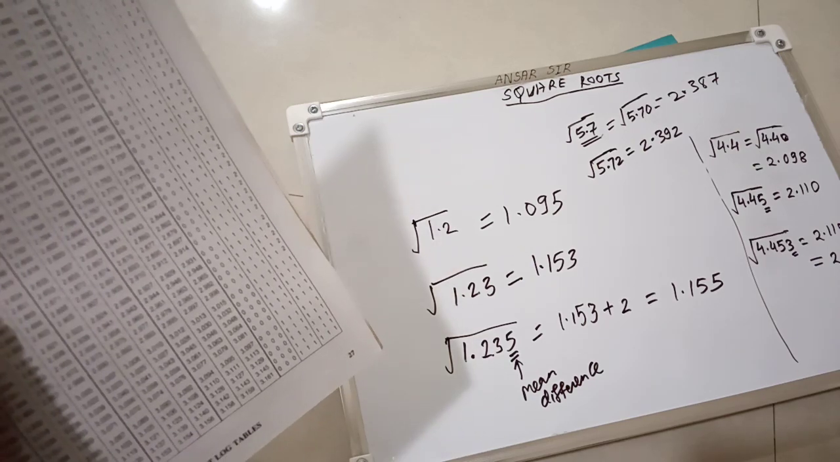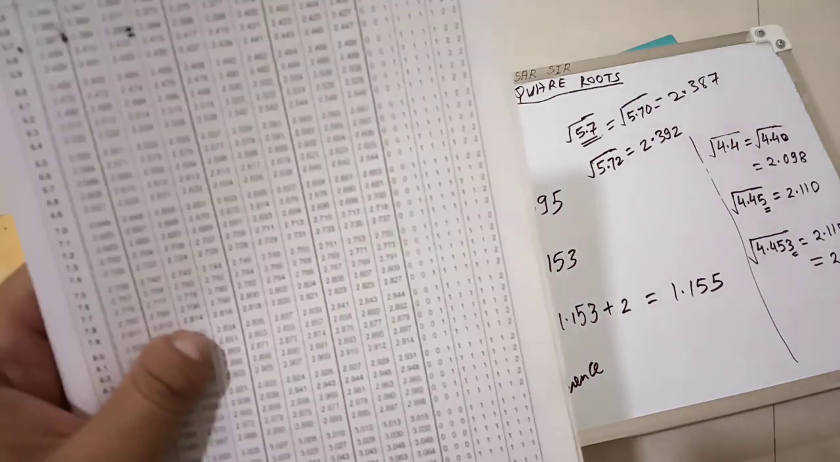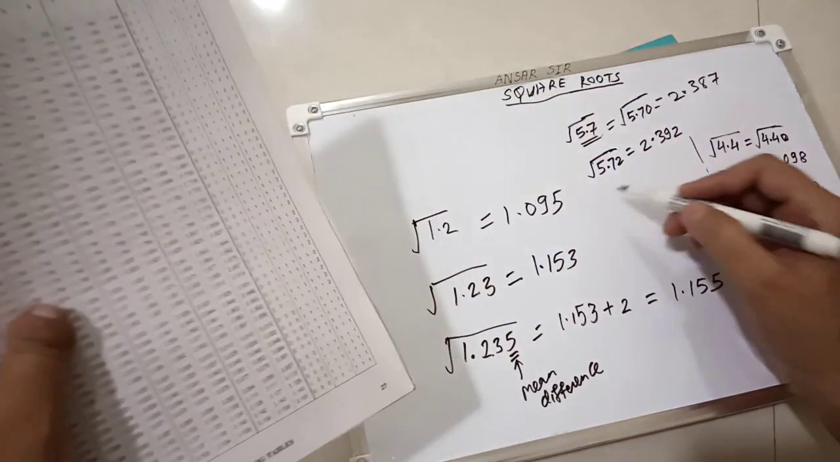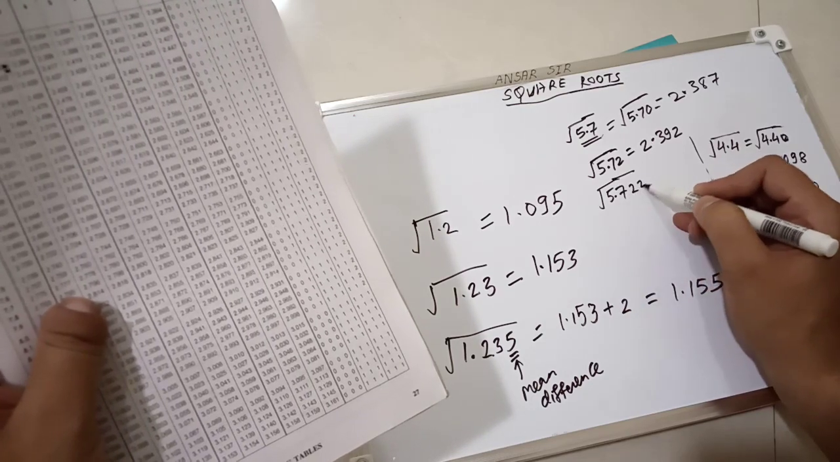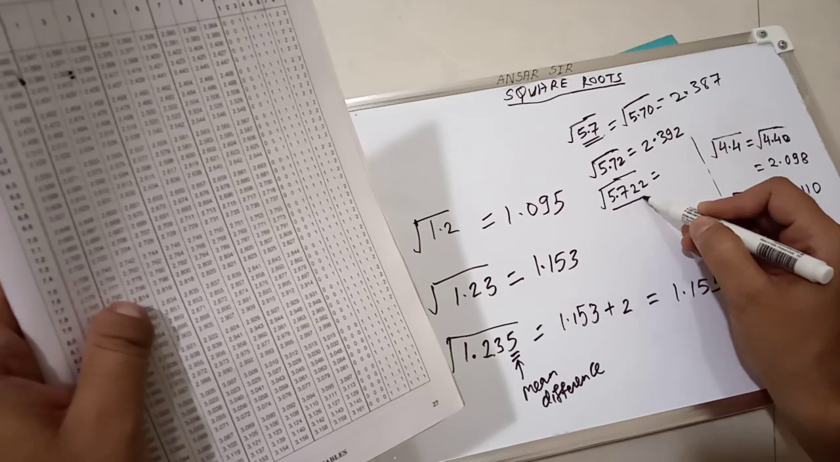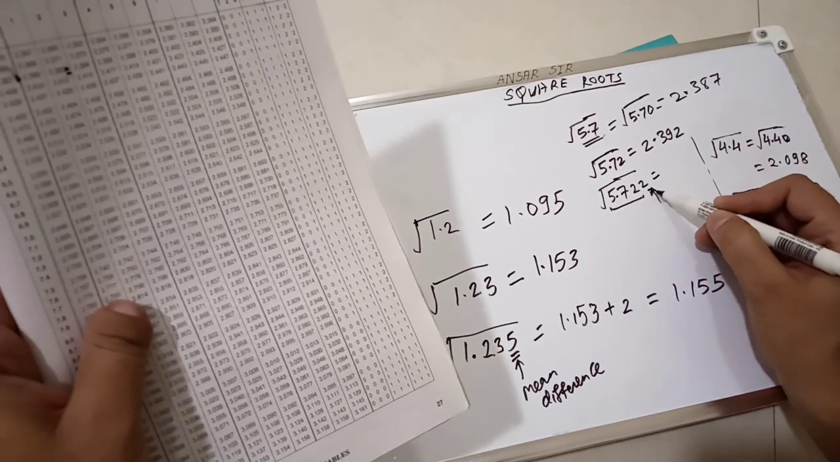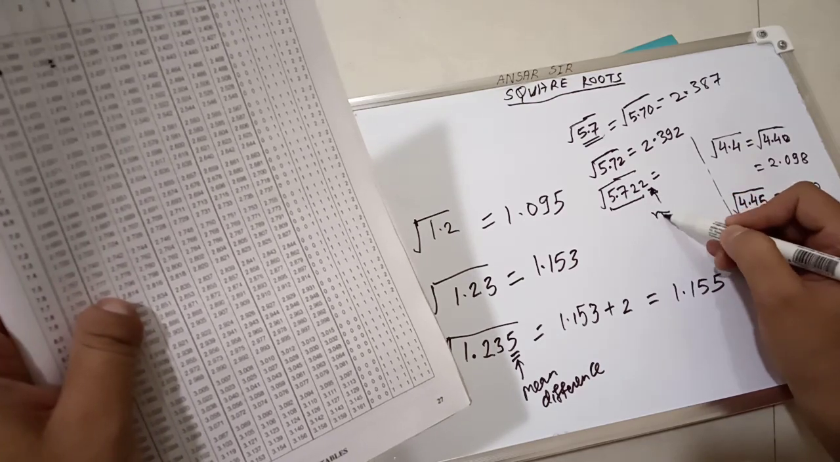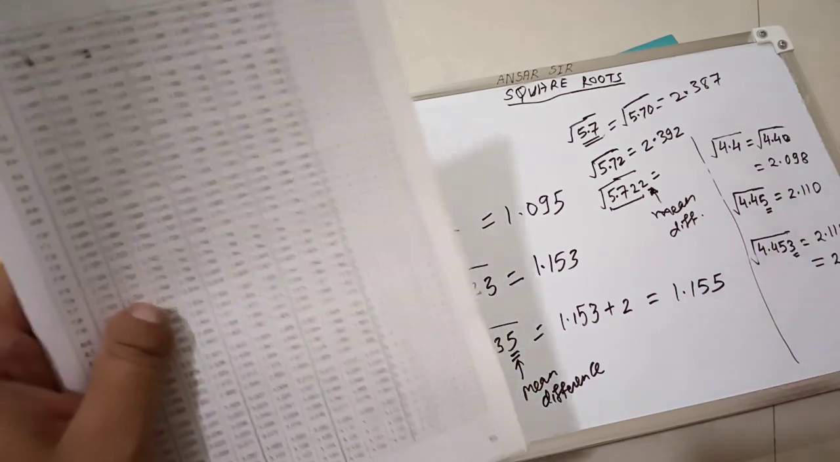And if they say find out root 5.722, suppose the value is 5.722, what will we do? We will find the value of 5.72, and then we will go to the mean difference. That last digit, we will go to the mean difference, and from the mean difference we will find the value for 2. See how.